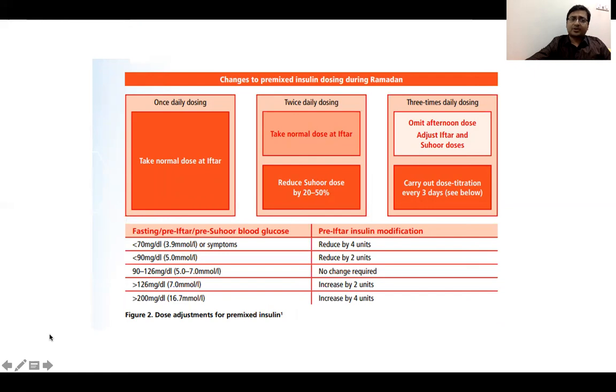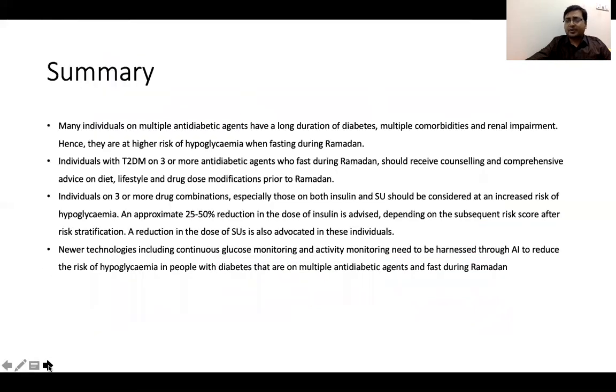So for once daily dosing, in those patients, take the normal dose at iftar. Twice daily, take the normal dose at iftar and reduce the evening dose by 20 to 50%. For 3 times daily dosing, omit the afternoon dose. So these are a few important things that you have to remember whenever you are taking insulin, because the prolonged period of fasting may give rise to hypoglycemia.